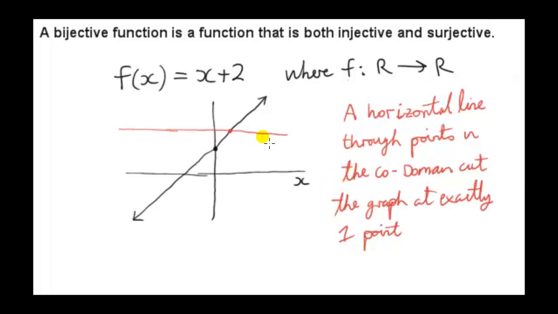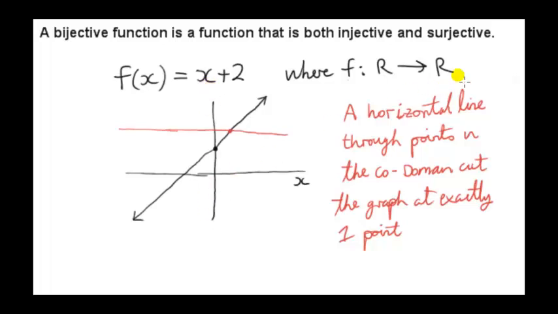Now, to be specific about this, we're talking about a horizontal line that passes through points in the codomain. Now the codomain in this function is R, the set of real numbers. So it's all of the y-axis actually. That's the codomain. So the image of x is a value which we could call y. Y is x plus 2.